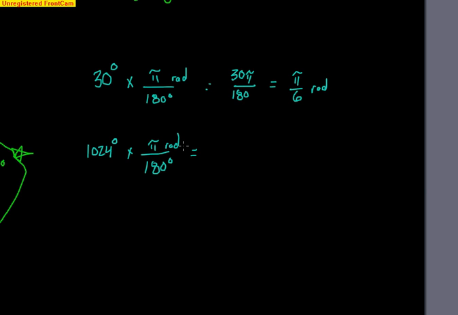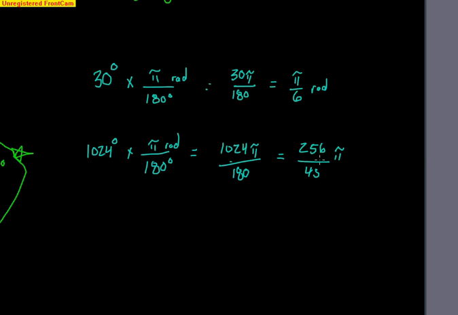So when I multiply, I get 1024 pi over 180, and then all I've got to do is reduce. 1024 over 180 reduces to 256 over 45 pi. It's kind of a weird number, not a nice fraction, but it doesn't always work out that nice. But notice that this fraction is bigger than 1. This is because I'm much bigger than a full circle.